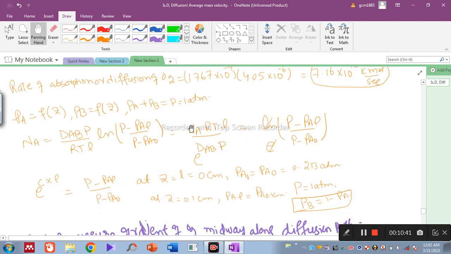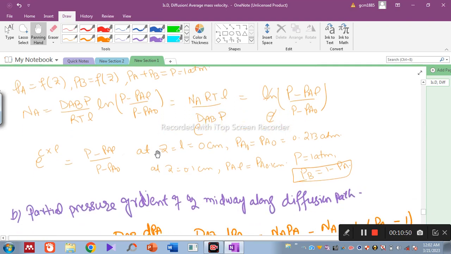Now we rearrange this equation and simplify. At L equal to 0, phi L is equal to phi naught, which is 0.213 atm, and at Z equal to 0.1, phi L will be phi A at 0.1 centimeter. So the total pressure is 1 atm, and PB will be equal to this one.